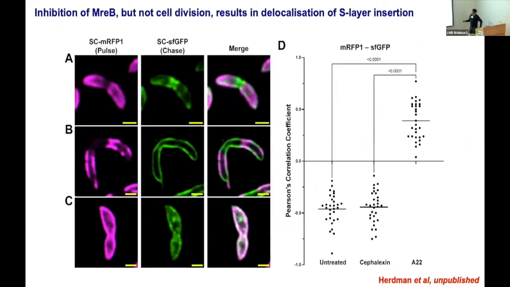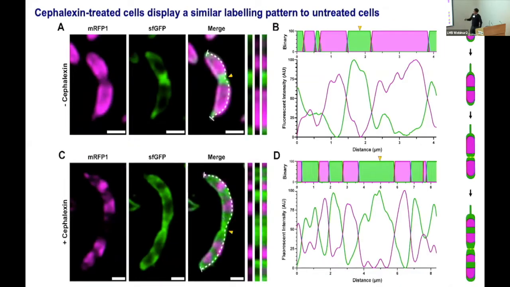This is just some higher magnification. Here you can see that there is anti-correlation between the new and the old S layer, which is lost in these MreB A22 treated cells. And this shows that in the cephalexin treated cells, where cell division is inhibited, there's almost binary anti-correlation between the old and the new S layer insertion, as shown by these plots.